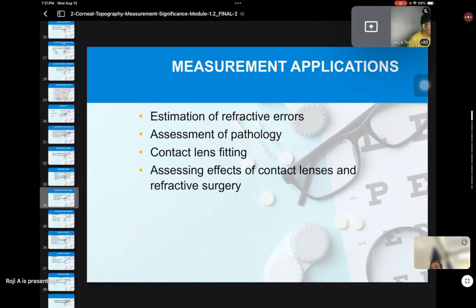Go ahead. For the cornea, Doc, the greater the curvature, the stronger the convergence. So if you measured the cornea and it is more curved, the higher the tendency of having myopia. If it's flatter, it's the other way around.